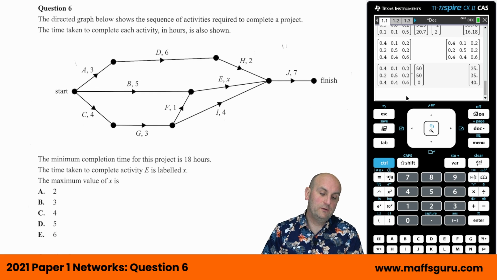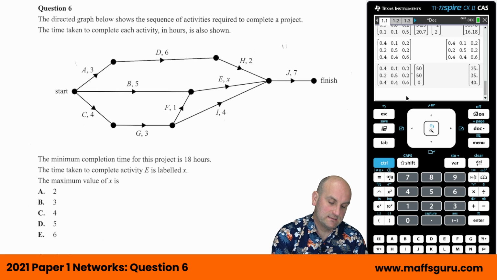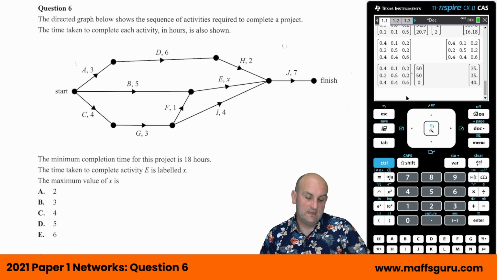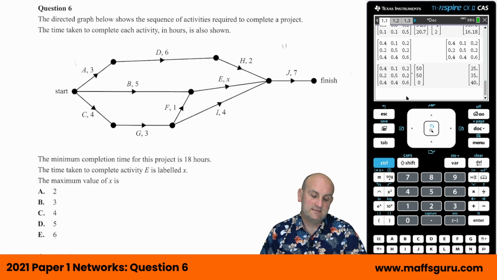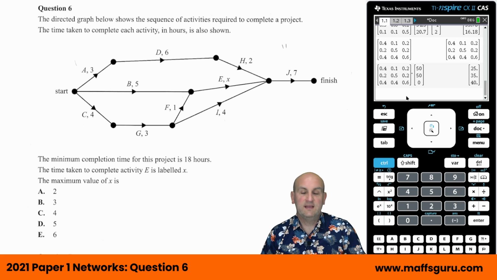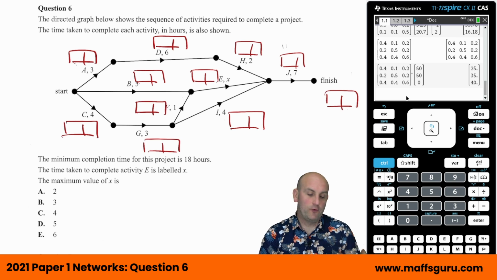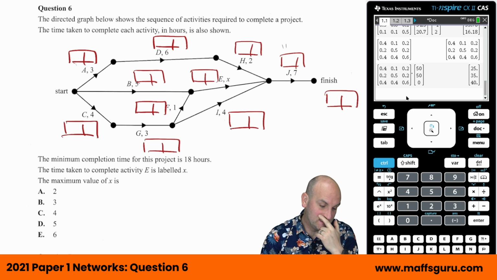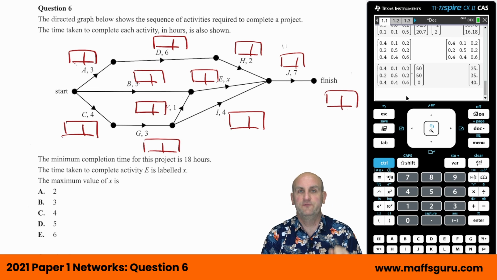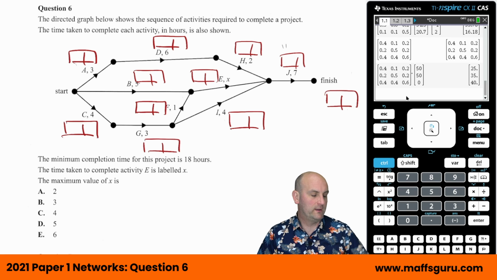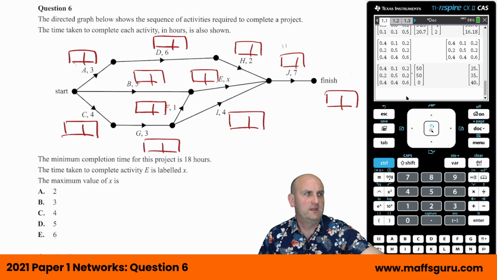The directed graph below shows the sequence of activities required to complete a project. The time taken to complete each activity in hours is also shown. The minimum completion time for the project is 18 hours. What is the maximum value of X? I'm going to draw my boxes on. I do this differently from the Cambridge textbook, and put them on the edges, not the vertices, because my float times always work when I do it this way.